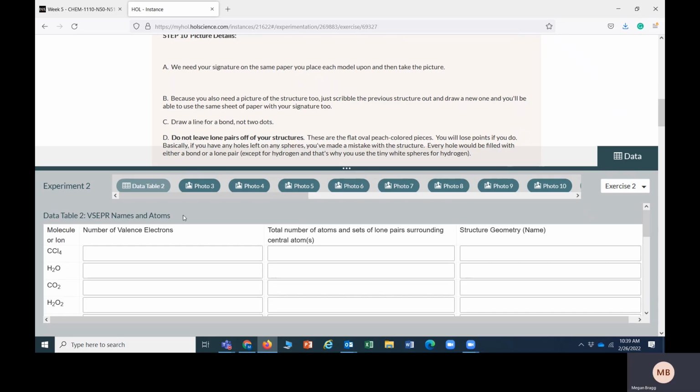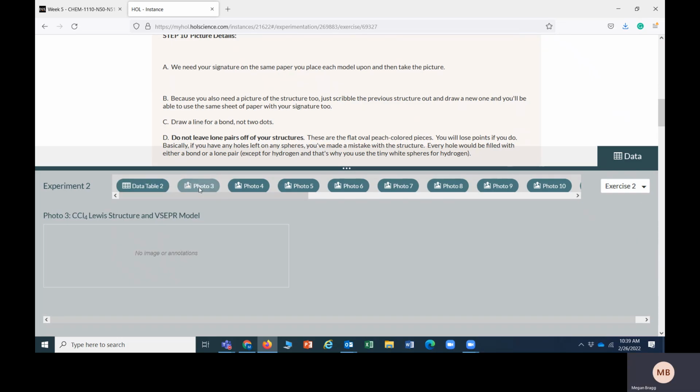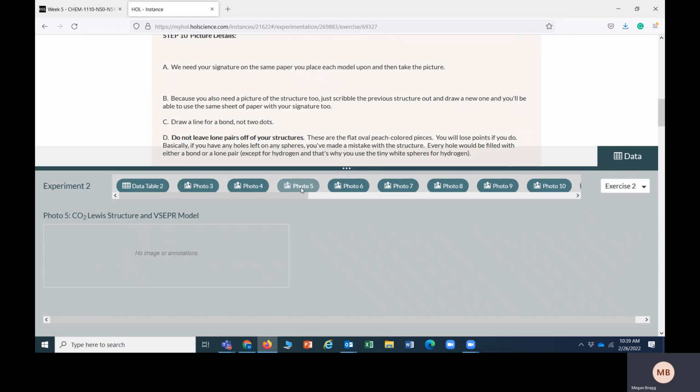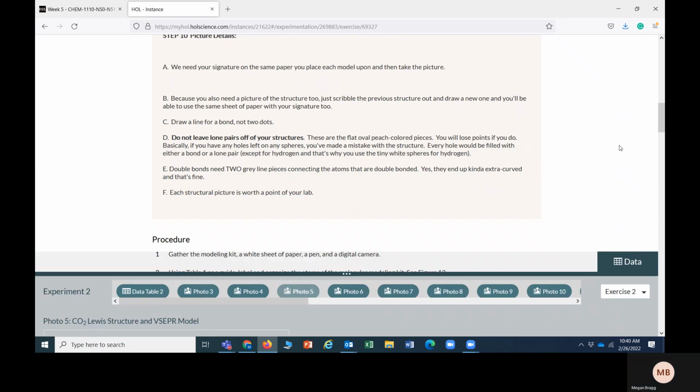All right, because look, photo 3, that's your CCl4. Photo 4 is your water one. Please make sure you line these up. It is crazy trying to grade these if you don't have them lined up and in the right spot. So make sure the picture you're labeling and uploading for CO2 is actually CO2 and not water, which was the picture before, right?